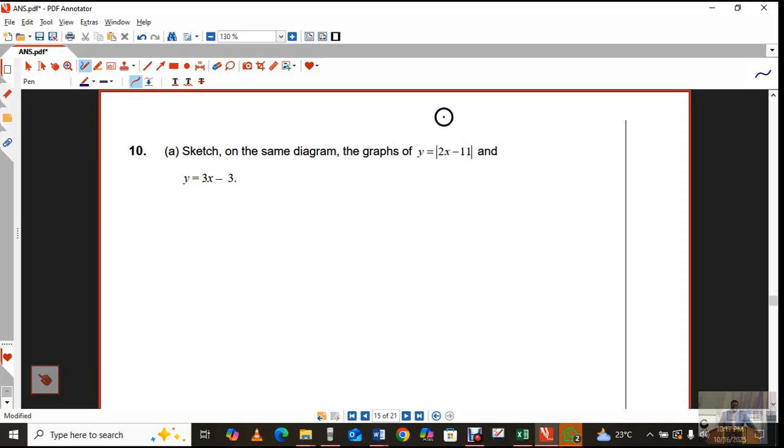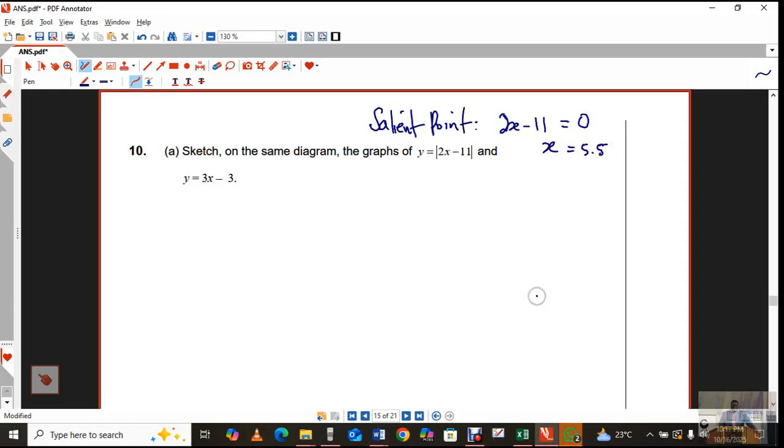So what you do is you find what is called the salient point, that is like where that vertex is, and you do this by saying 2x minus 11. If you let that equal to 0, this is going to be that x is equal to 5.5. So I know now where that V will touch.